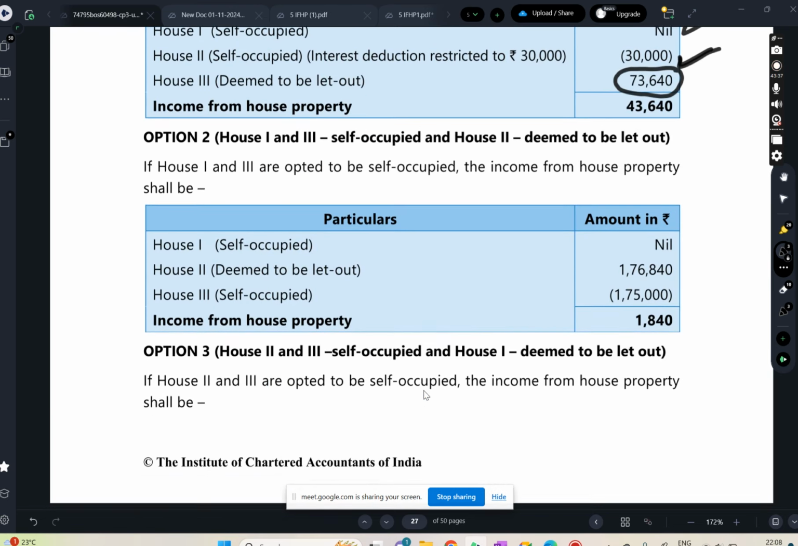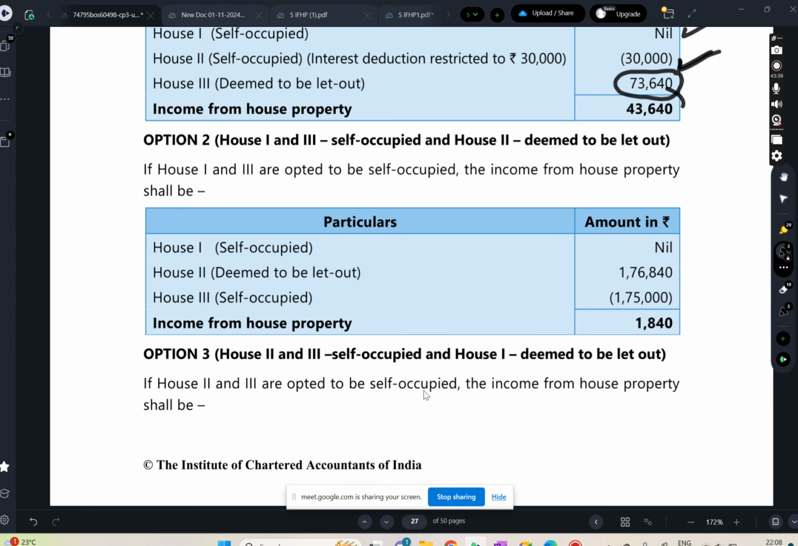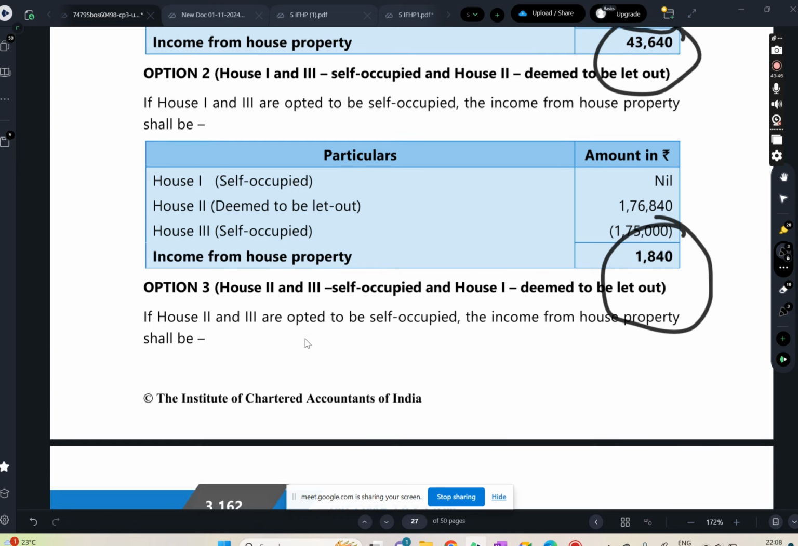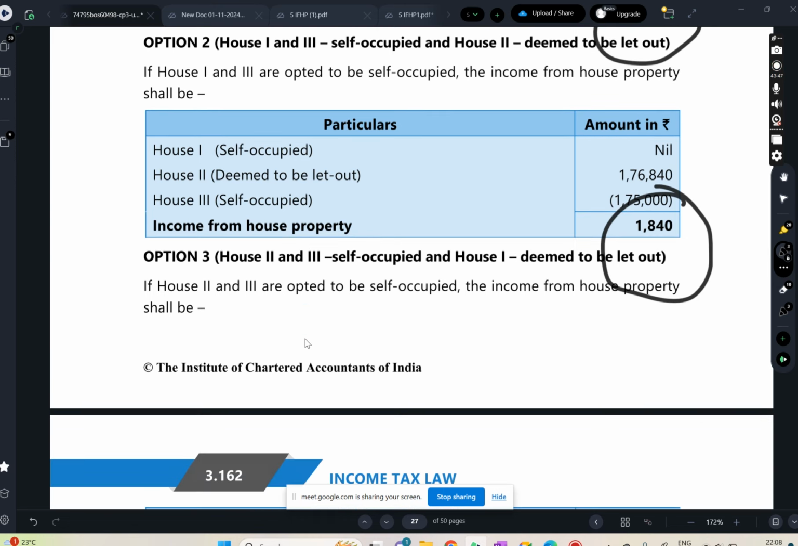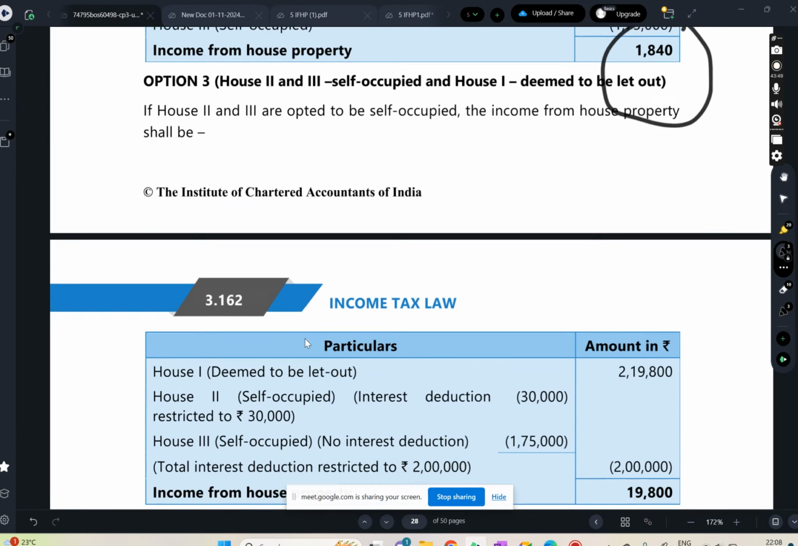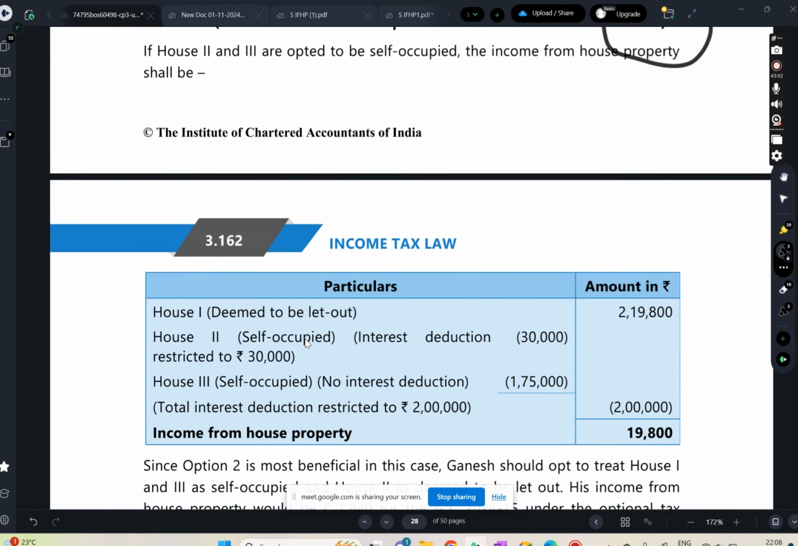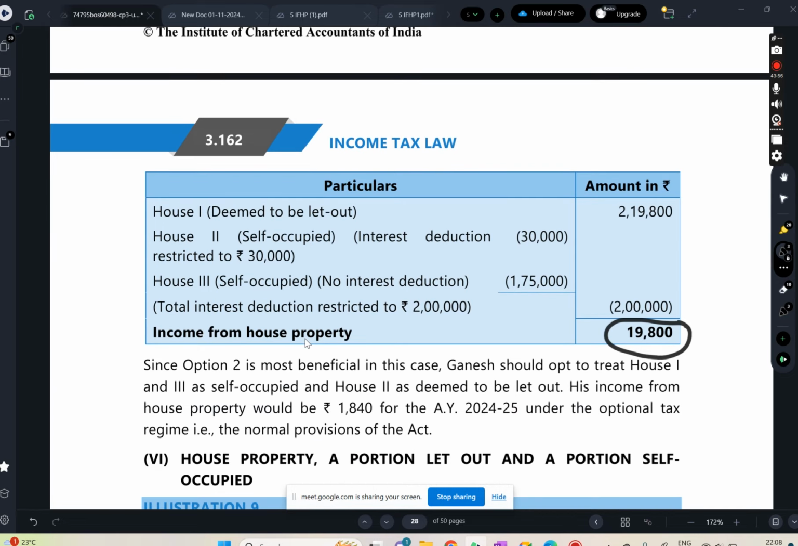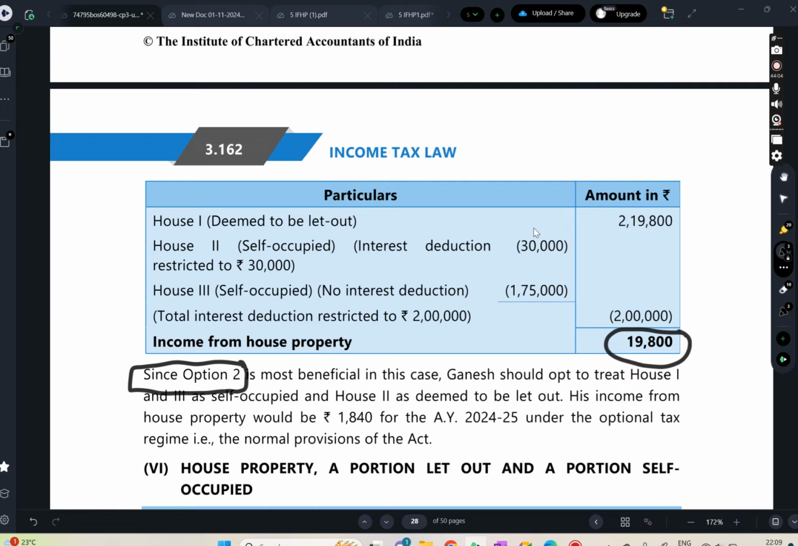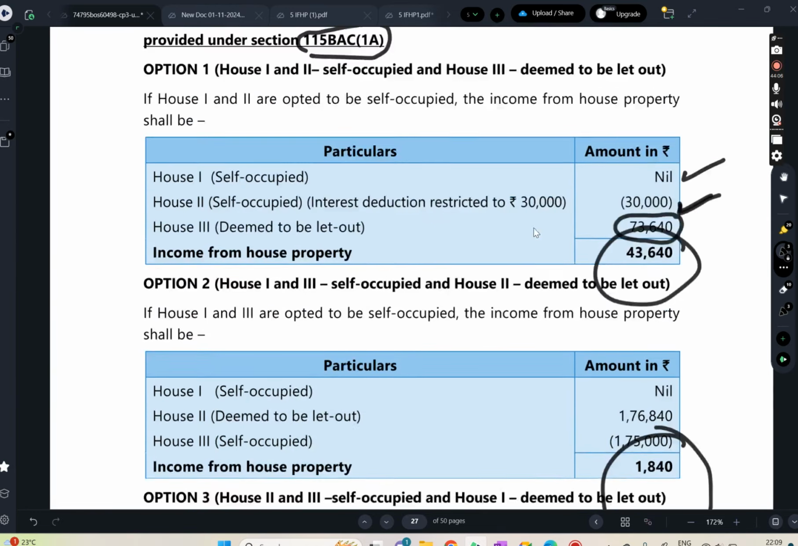Now I'm going to show the rest of the thing here. See, that's how we got 43,640 for the first option. If I choose the second option, 1,840. Now if I choose the second and third as self occupied, and house 1 as deemed to be let out, I'm getting 19,800. Obviously the second option is most beneficial. Guys, did you understand, or do you want me to do the entire question? Understood, right?